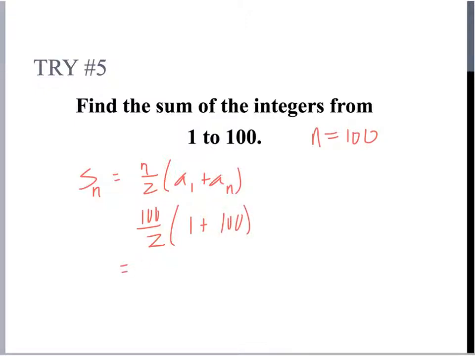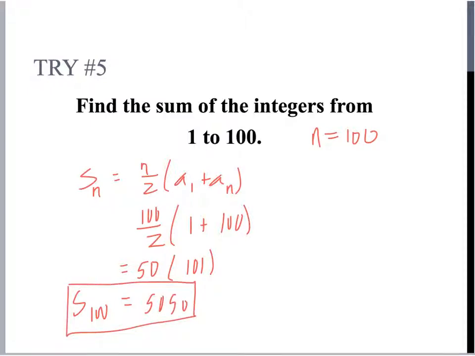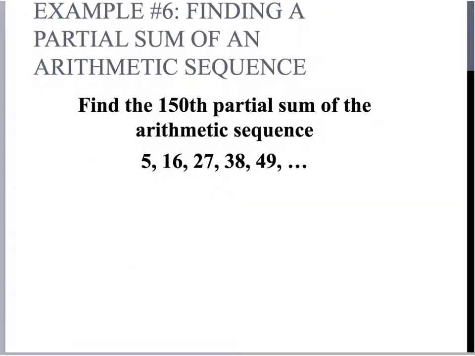So this would be 50 times 101 will give you the sum of the first 100 numbers, or the sum of the first 100 digits would be 5,050. I don't know about you, but this is something that I used to do on a calculator when I got bored. I would just say 1 + 2 + 3 + 4 all the way to 100, and this is the number that I got. So anyways, this is our answer, 5,050. All right, let's look at our next example.